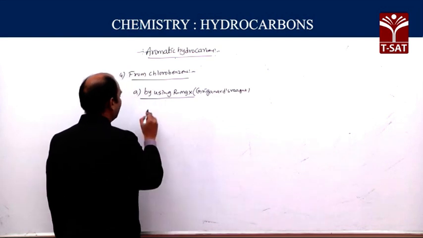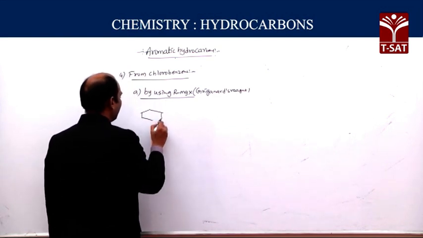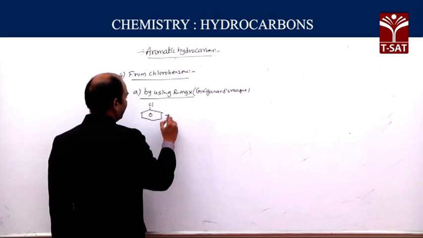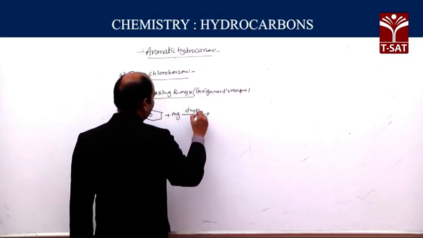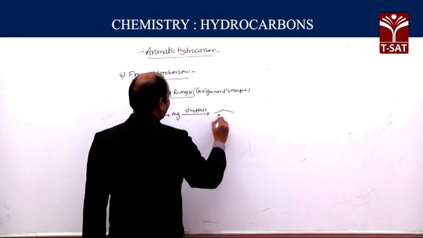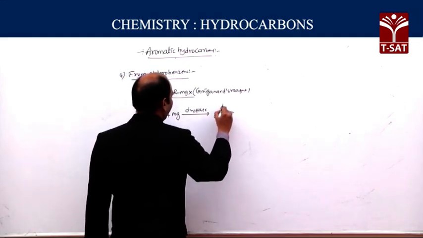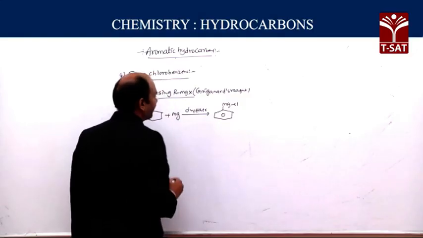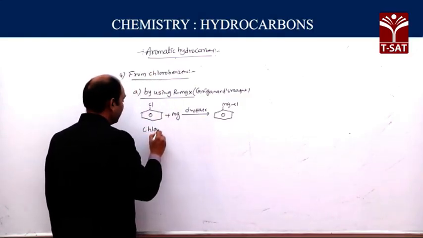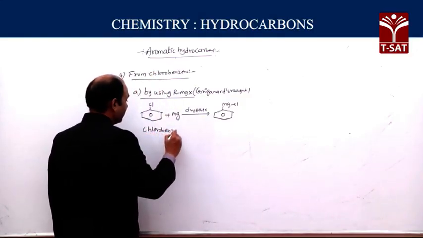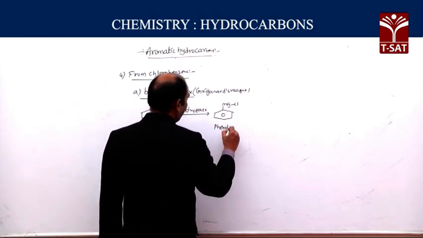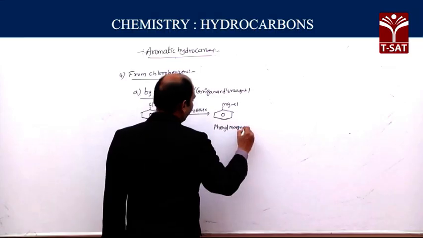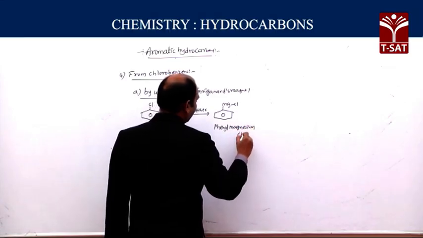When this chlorobenzene or bromobenzene is treated with magnesium in dry ether, it is converted into phenyl magnesium chloride. This is chlorobenzene, and this is phenyl magnesium chloride.